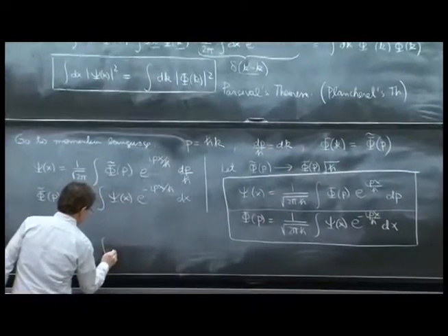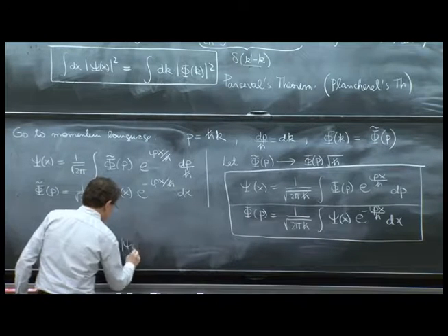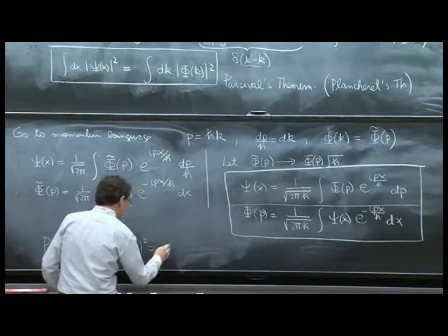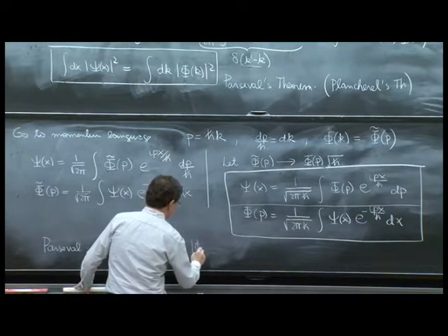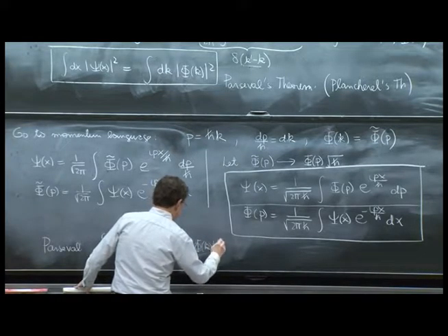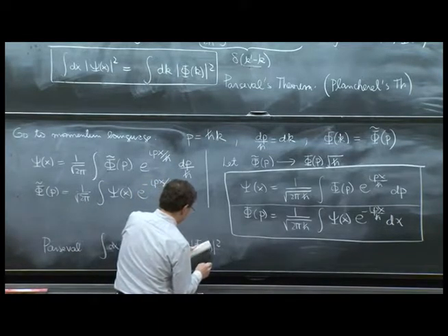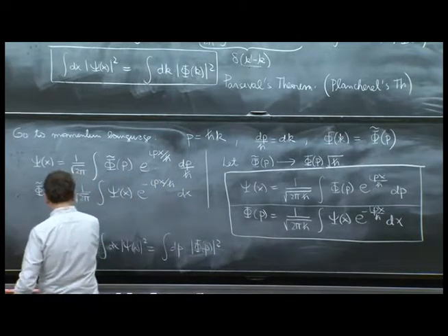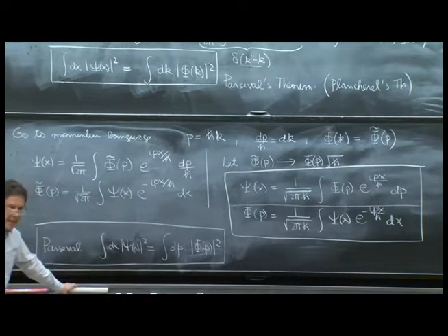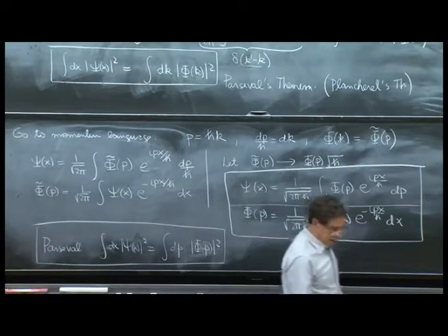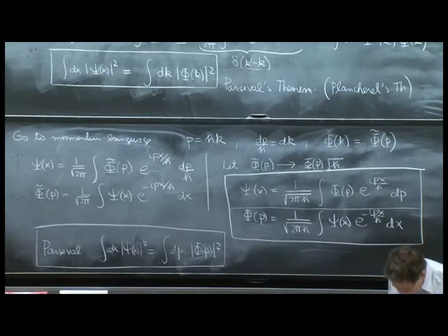So Parseval now reads integral dx psi squared of x equals integral dk phi of k, phi of p, I'm sorry, I'm just doing p now. And it's a neat formula that we can use.